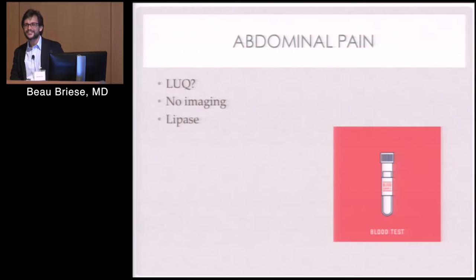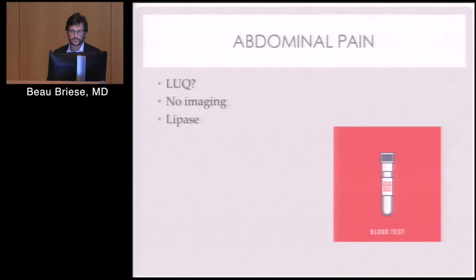If they don't have the pain going across to the right-hand side, it's very unlikely to be gallstone pancreatitis. If you have a big suspicion for that, you can also get the ultrasound of the right upper quadrant, but you don't necessarily have to. It's within the standard of care to just get the lipase.